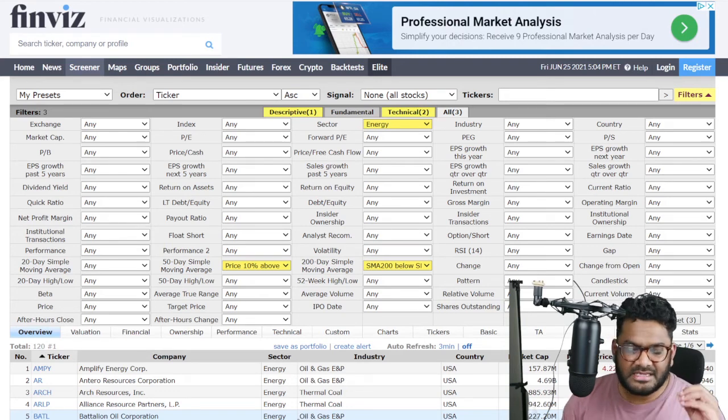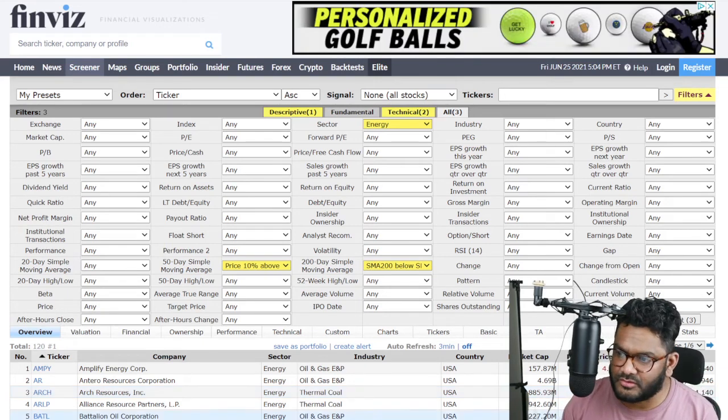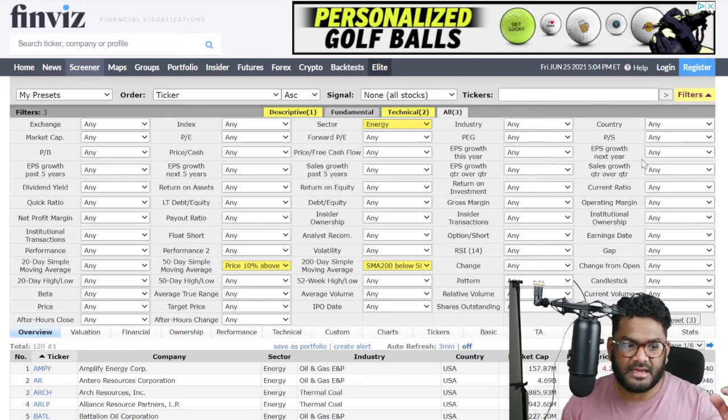So if you can set your volume, not the average volume, I'm talking about volume, somewhere around 100,000 or 500,000. For now, for this purpose, we'll say any stocks that traded more than 500,000, we'll consider them as good at this point.